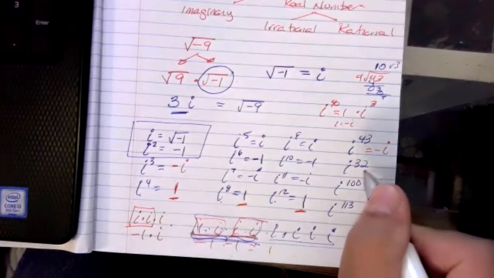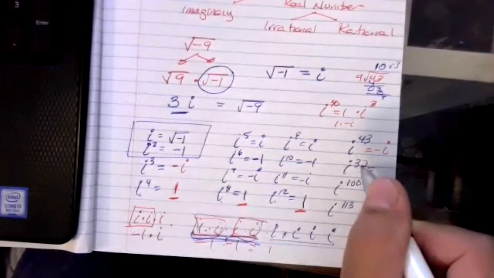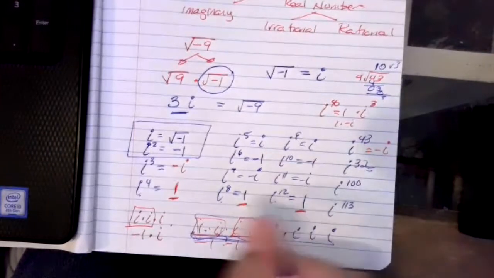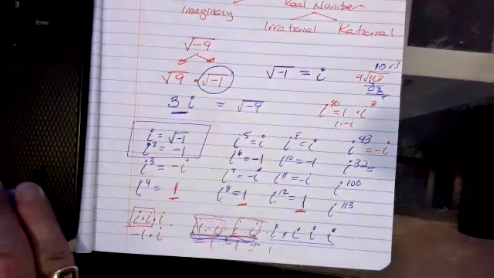Here, if I divide 4 in, it goes evenly. 4 goes into 32 evenly. So it's like the 12 or the 8. So it's just going to be 1.